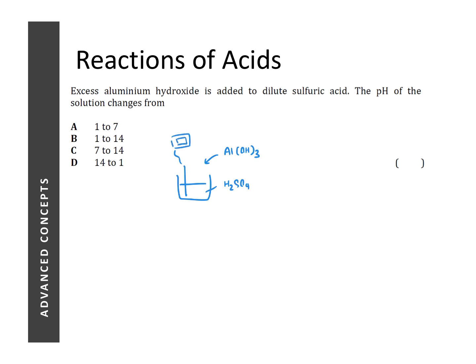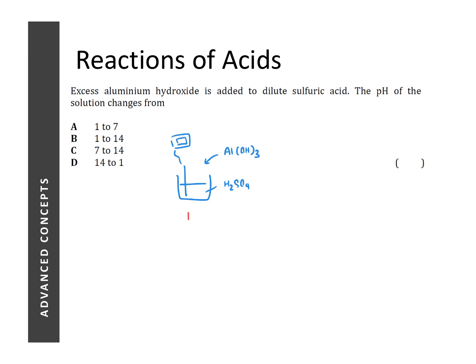Okay, so to know how the pH would change, we need to deduce the pH at different points of the reaction. Now before we add any aluminum hydroxide, what we have in solution is sulfuric acid. Sulfuric acid is a strong acid, so we will expect the initial pH to be around 1.